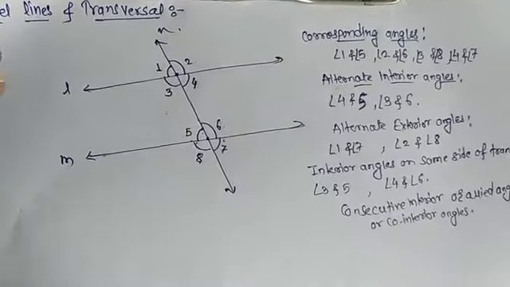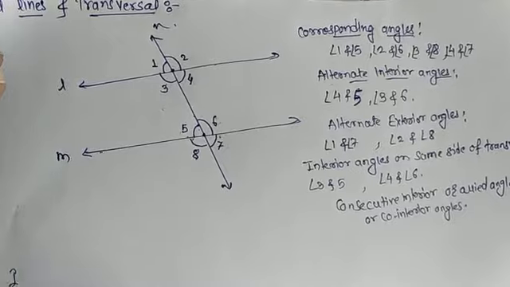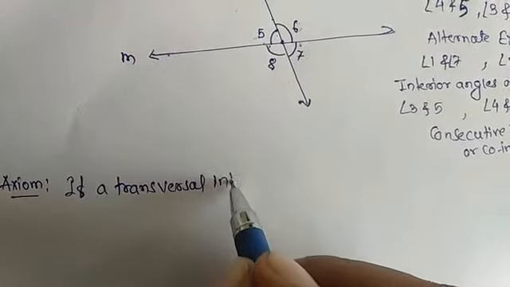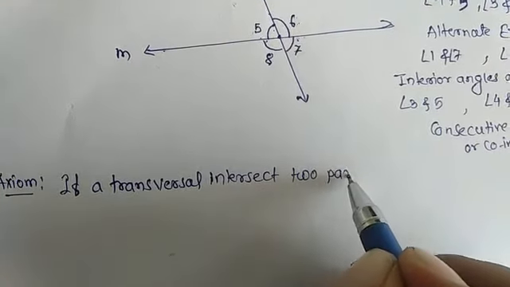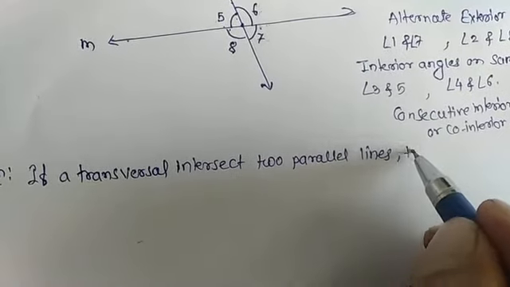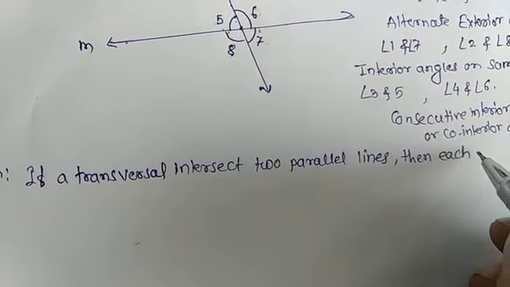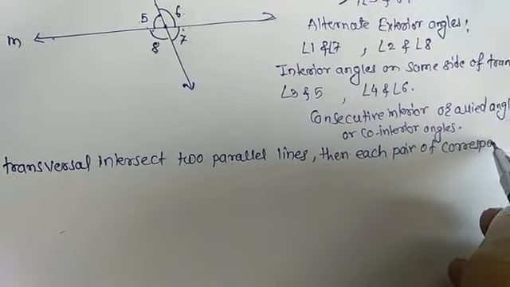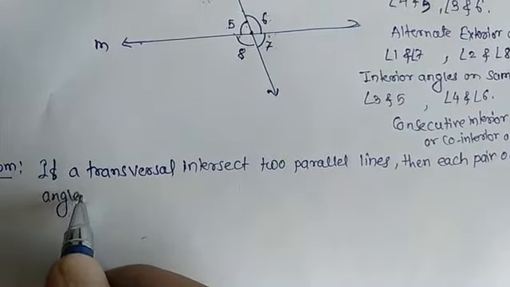Now there is an axiom related to this. The axiom is: if a transversal intersects two parallel lines, then each pair of corresponding angles is equal.